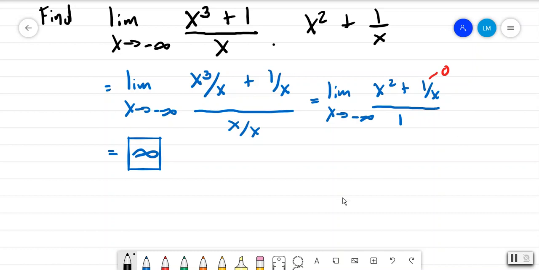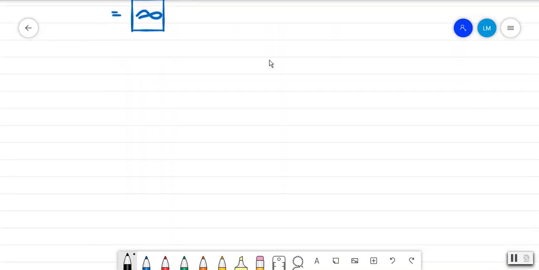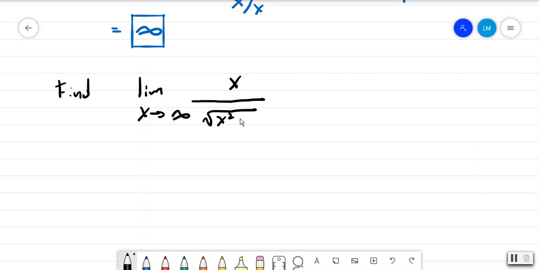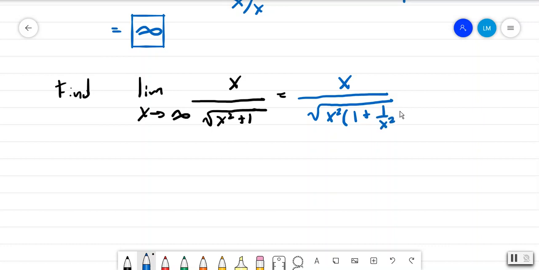Now, I'll leave you with one last example. Let's say that you want to find the limit as x approaches infinity of x divided by the square root of x squared plus 1. Now, this one's a little tough because not many people realize that you can actually just rewrite the expression. You can rewrite it with a trick where we factor x squared out of the square root, giving x over the square root of x squared times 1 plus 1 over x squared.